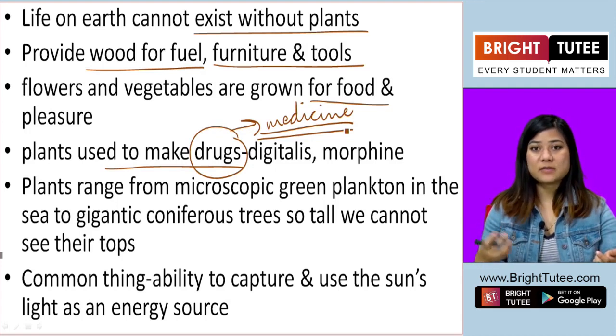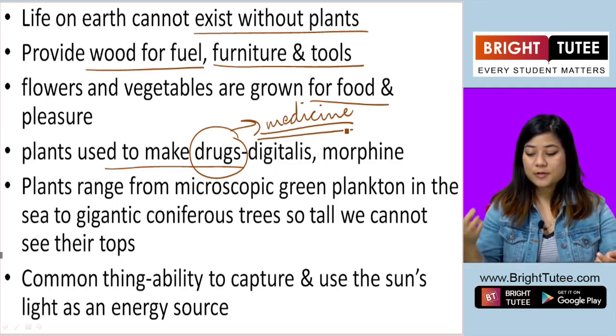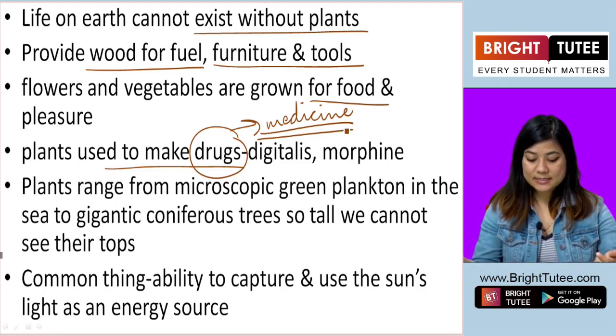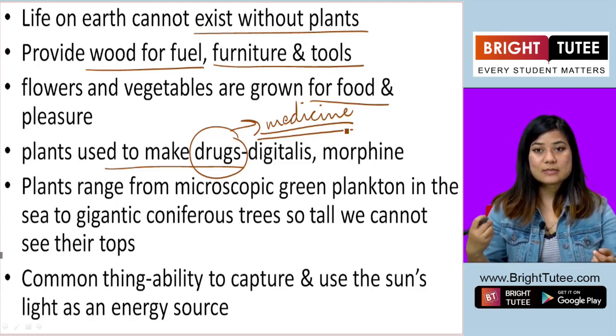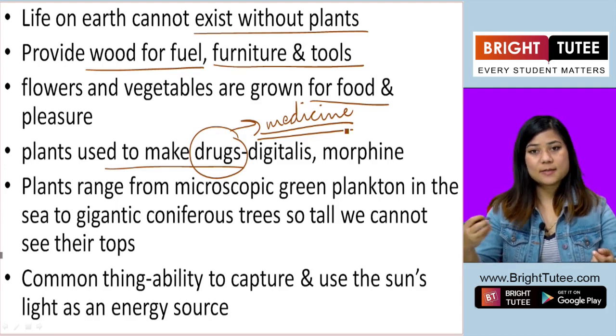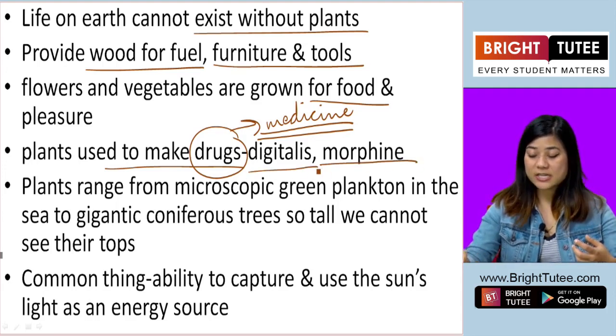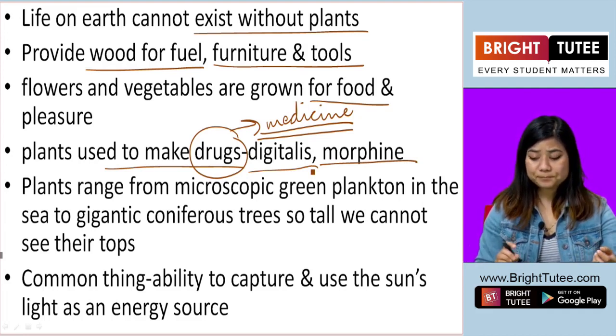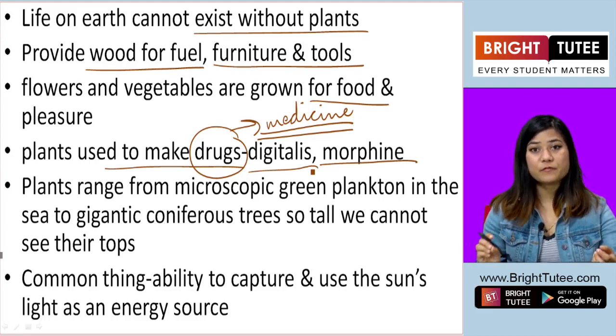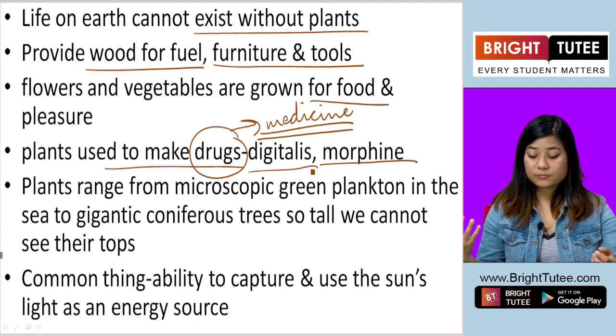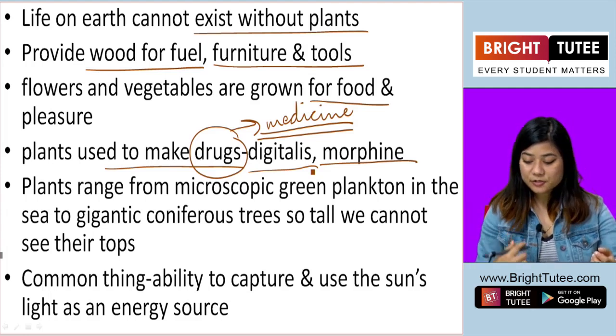Okay, it does not mean the toxic substance which we often refer drugs to. Drugs basically mean medicine. Plants are also used to make drugs, and some of the important drugs that come from the plants are morphine and digitalis. All right, so digitalis, morphine, and other drugs can be obtained from the plants and the trees.